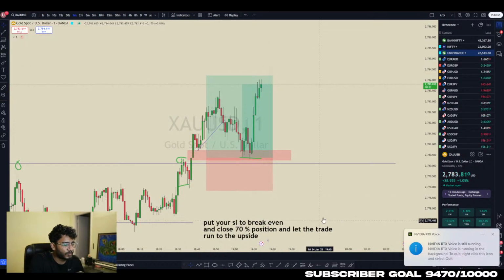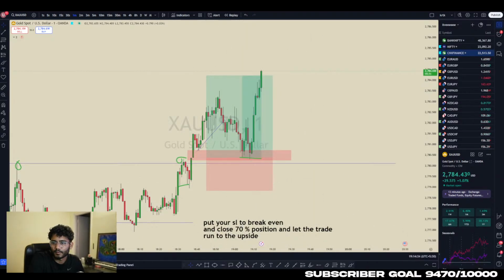Okay, so put your stop loss to break even and close 70% of the position and let the trend run to the upside.